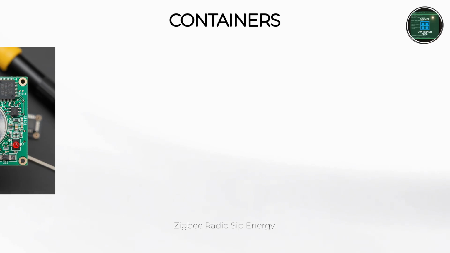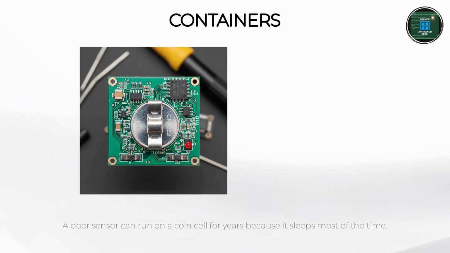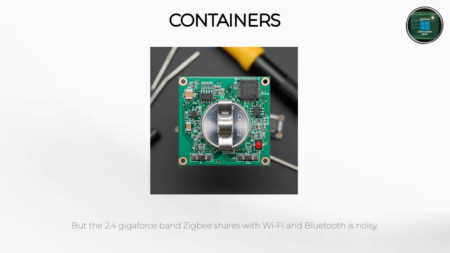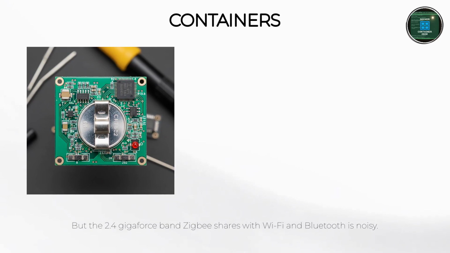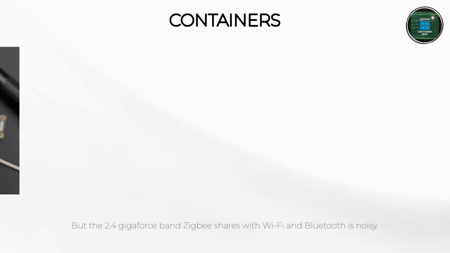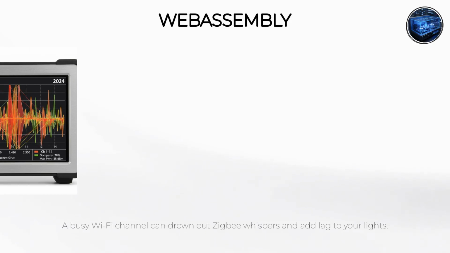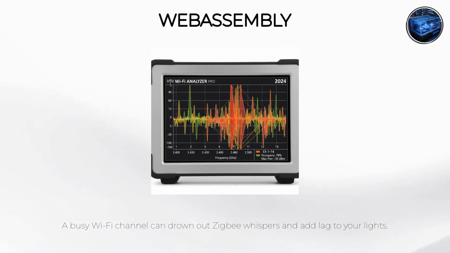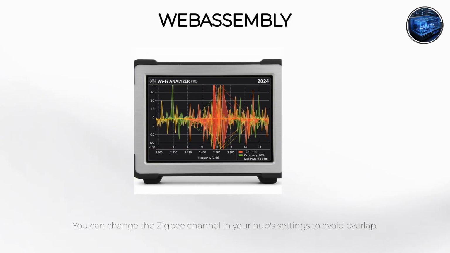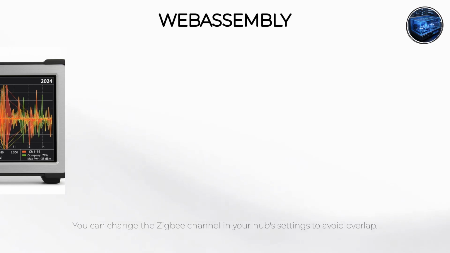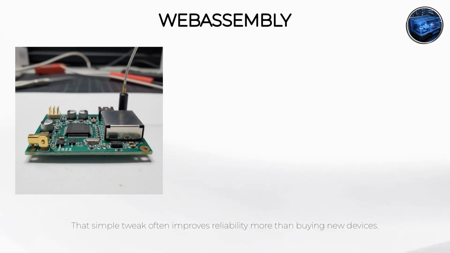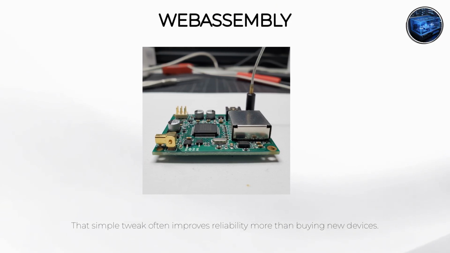Zigbee radios sip energy. A door sensor can run on a coin cell for years because it sleeps most of the time. But the 2.4 GHz band Zigbee shares with Wi-Fi and Bluetooth is noisy. A busy Wi-Fi channel can drown out Zigbee whispers and add lag to your lights. You can change the Zigbee channel in your hub settings to avoid overlap. That simple tweak often improves reliability more than buying new devices.